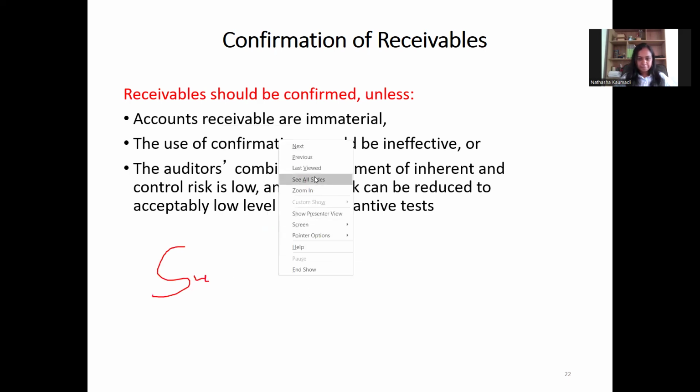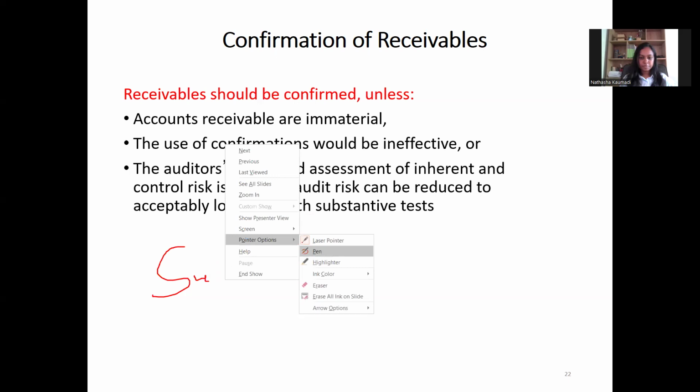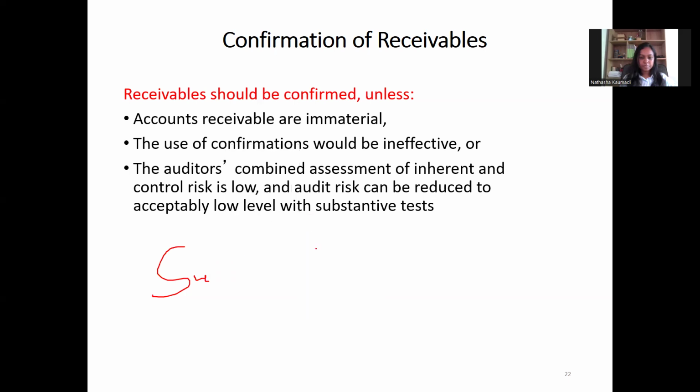Give me a second. Don't mind my letters. Subsequent. You are checking the subsequent settlements.